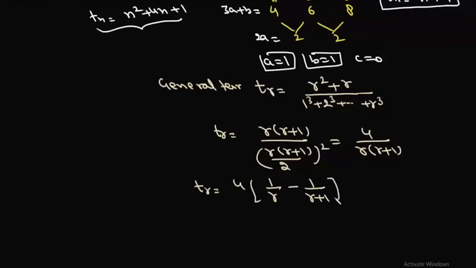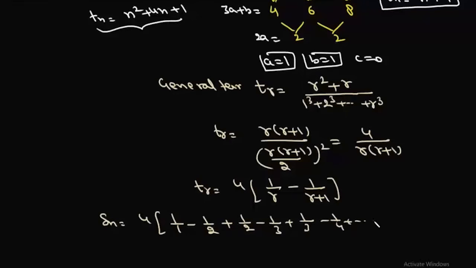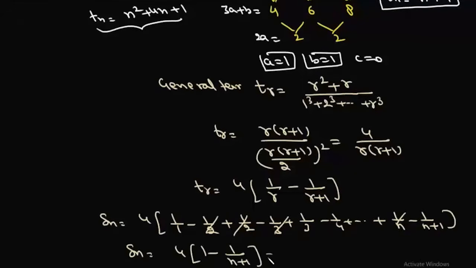Now we need to find the sum of n terms. So S_n will be 4 times: if we put r as 1, it will be 1 upon 1 minus 1 upon 2. If we put r as 2, it will be 1 upon 2 minus 1 upon 3, then 1 upon 3 minus 1 upon 4, and we continue up to 1 upon n minus 1 upon n plus 1. Now here 1 by 2, 1 by 3 will cancel. So what we'll get is S_n equals 4 into 1 minus 1 upon n plus 1, which is 4n upon n plus 1.